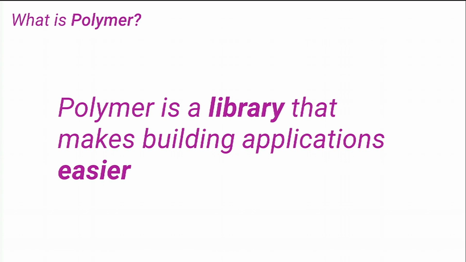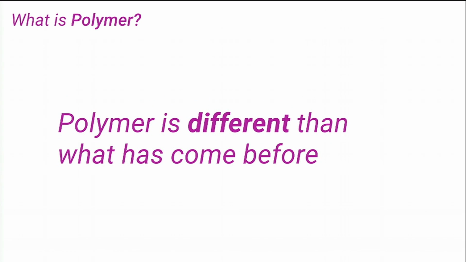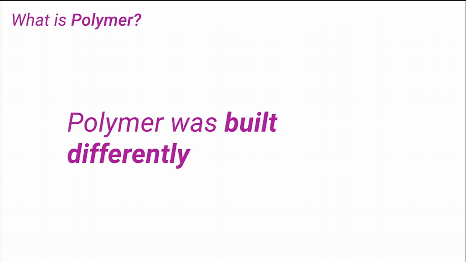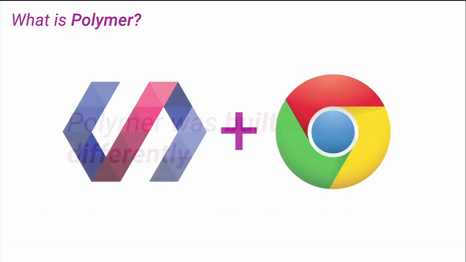So let's dive into a little bit more detail. If you take away anything from this talk, make it this. Polymer is a different kind of thing. All comparisons to other things and things that have come before are imperfect because there hasn't been anything like this before. So first off, the process of building Polymer was very different. And the reason is pretty simple. The Polymer team is part of the Chrome team.